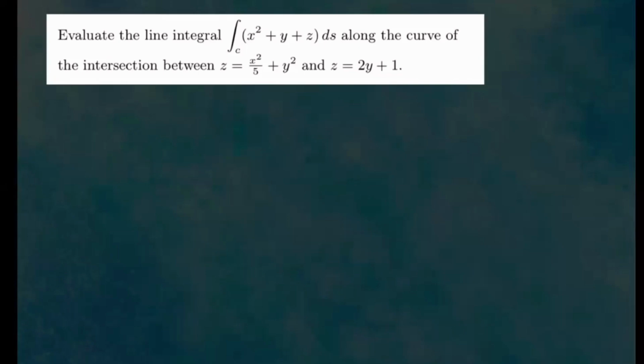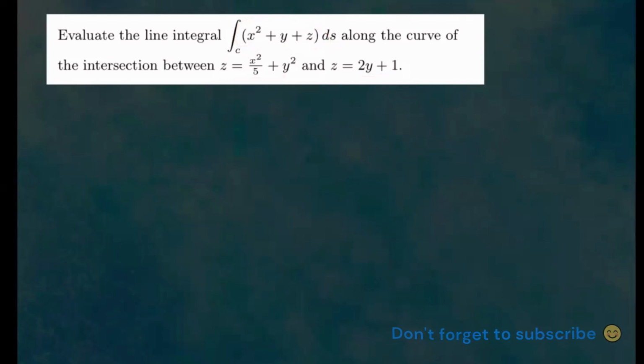So in this video, we're going to work out this line integral. We'll be looking at this scalar function. So we're integrating with respect to arc length along the curve of the intersection between this surface and that one. All right, so first we need to find the curve C, and then we'll evaluate.